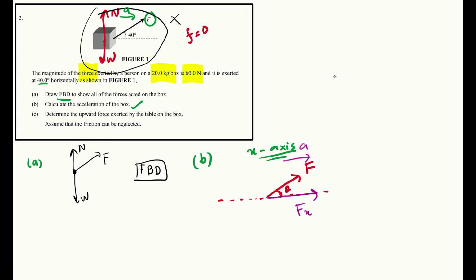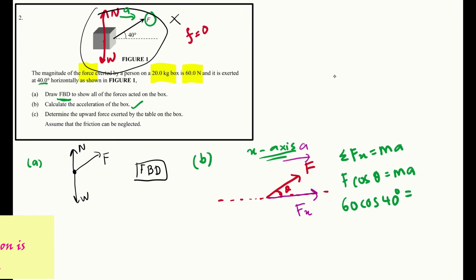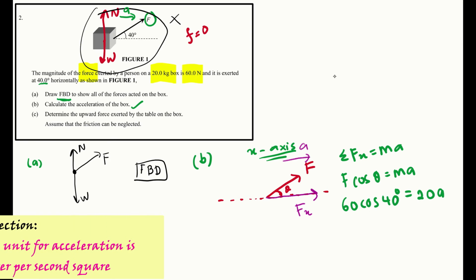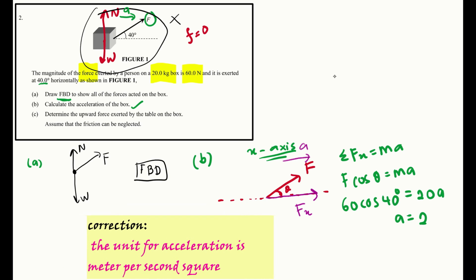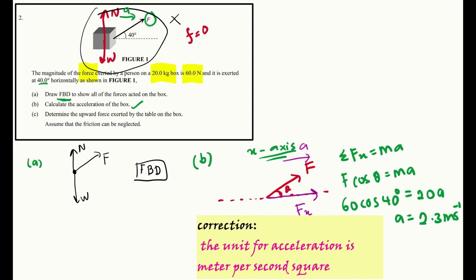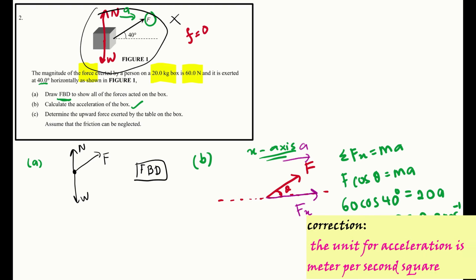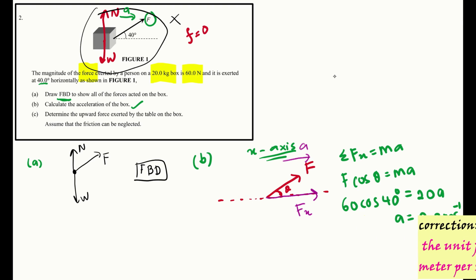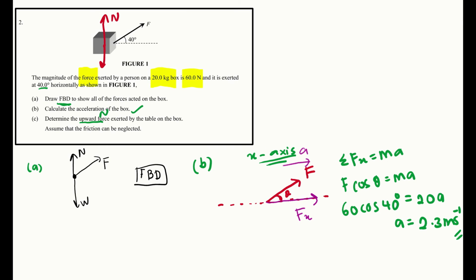So we are going to write down our equation as summation of Fx equal to ma. So Fx is F cos theta is equal to ma. So F kita is 60 cos 40 equal to our mass is 20. So then you can get your a. a is 2.3 meter per second squared. Okay, so that is for B. For C, determine the upward force. Okay, now we are solving question C.